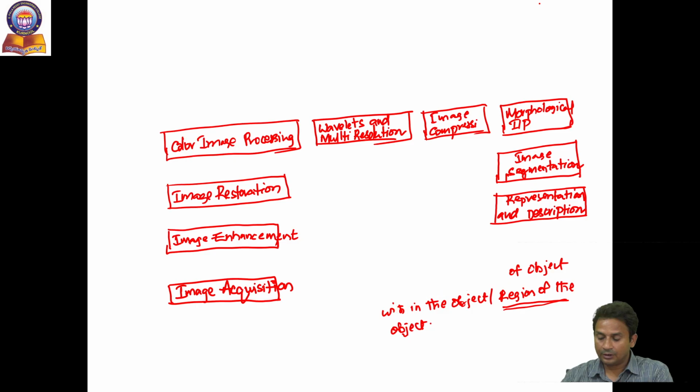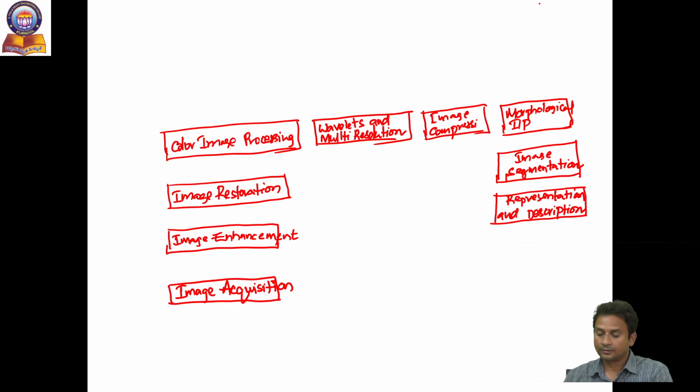Then the description. The description gives the information obtained from the segmentation process, which will be helpful in identifying the shapes of the objects.